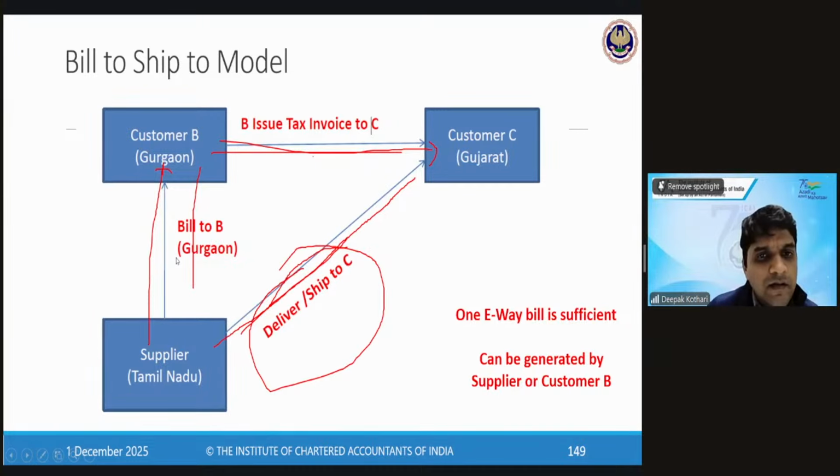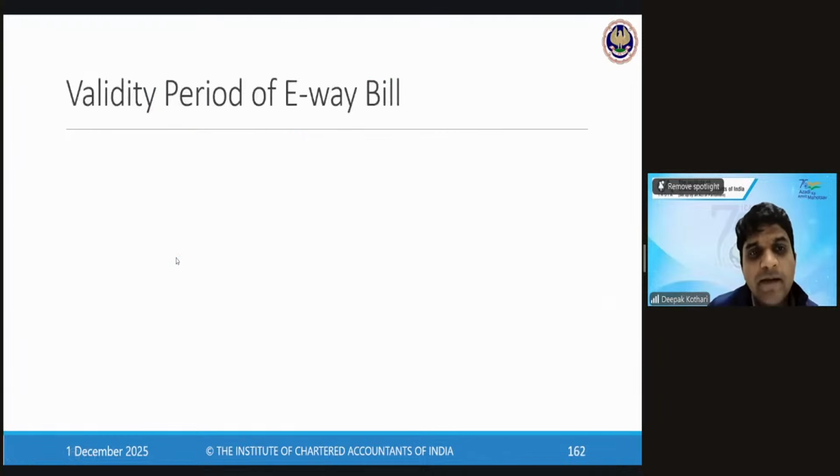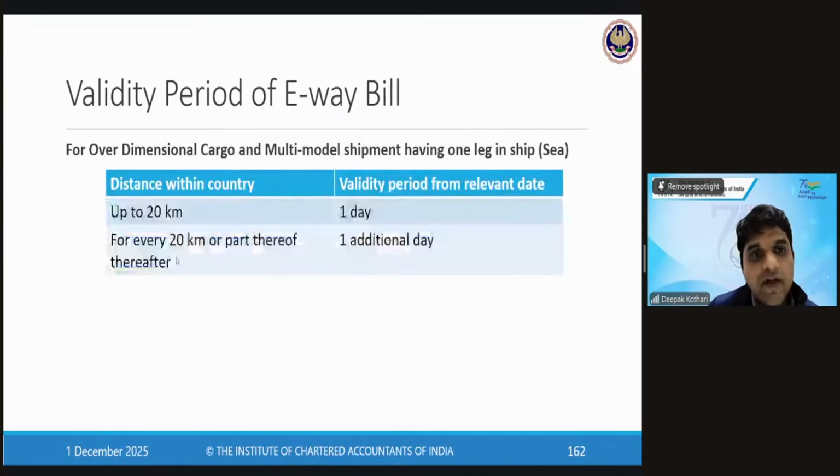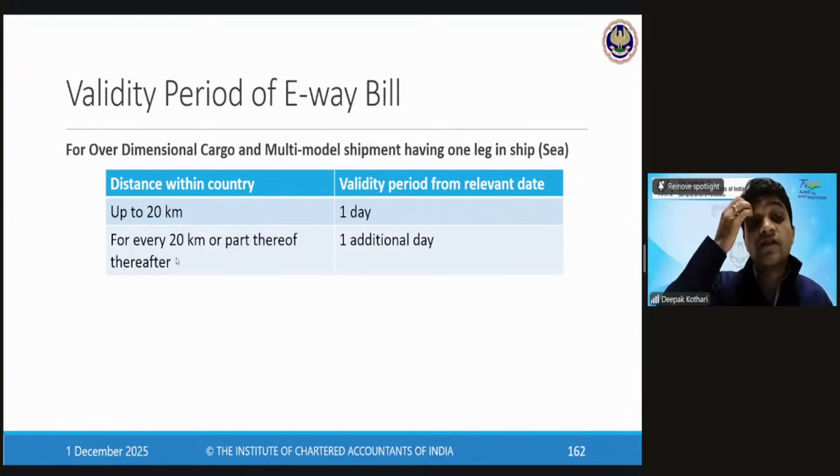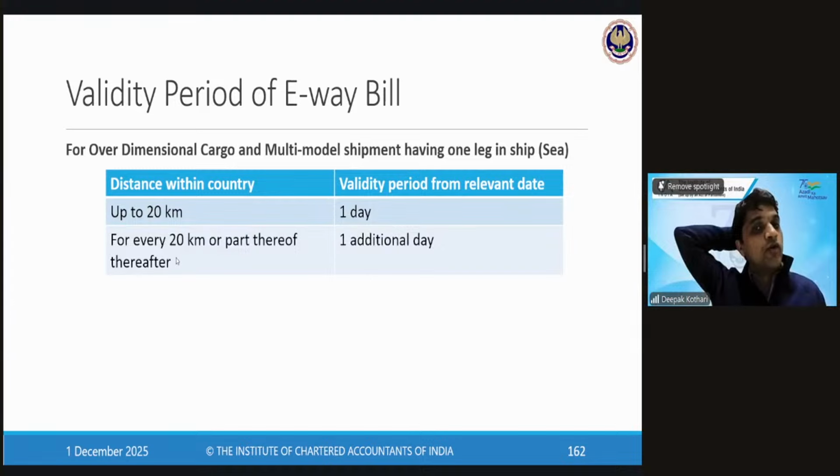What is the time limit of an e-way bill? For every 20 kilometers, the validity is 1 day, and for every additional 20 kilometers, one additional day. That is in the case of over-dimensional and multimodal shipment. If that is there, then 20 kilometers.